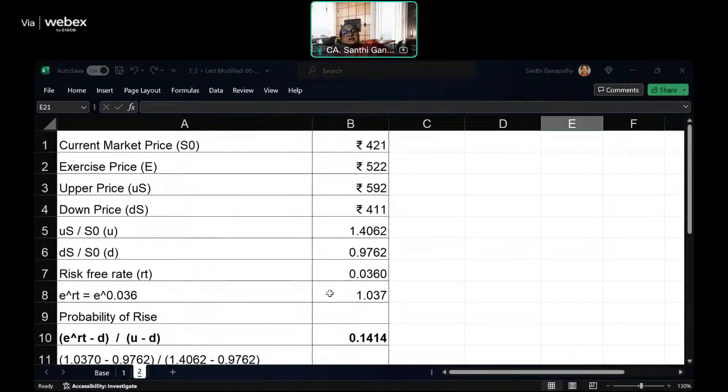E to the power rT. Now, normally we would assume the rate given is annual. But if you look at the compound factor, they have given it for 0.036. So because the compound factor is given that way, we have taken this 3.6% to be for the period itself. Probability of rise will be e to the power rT minus D divided by U minus D. Is that clear?